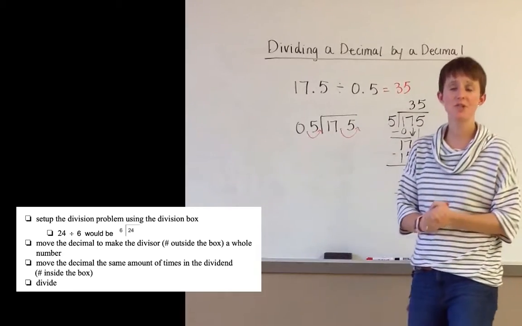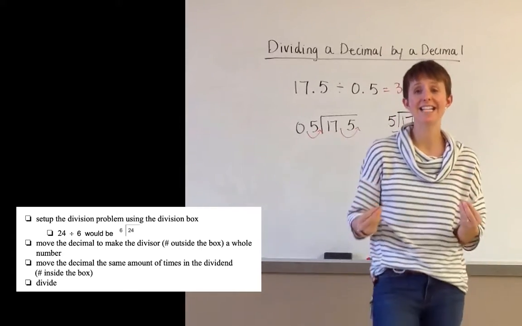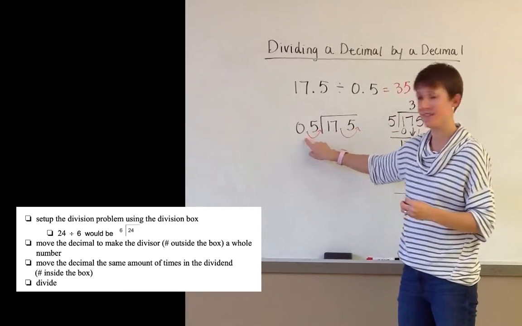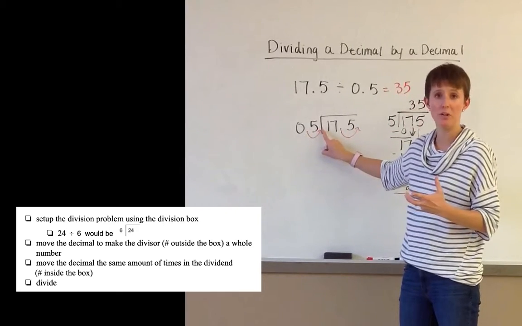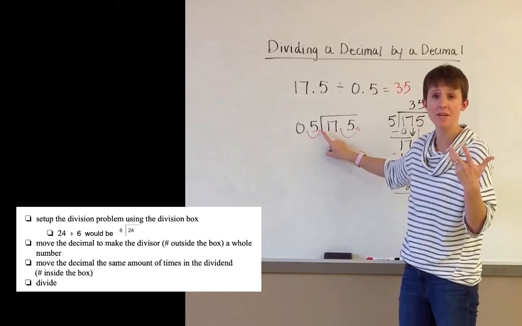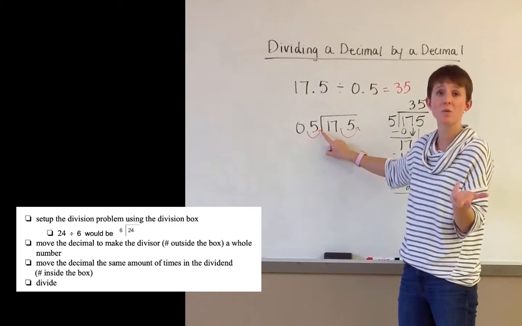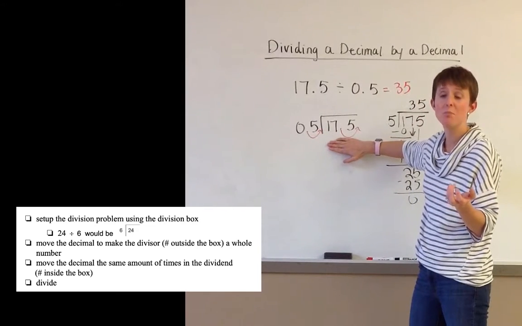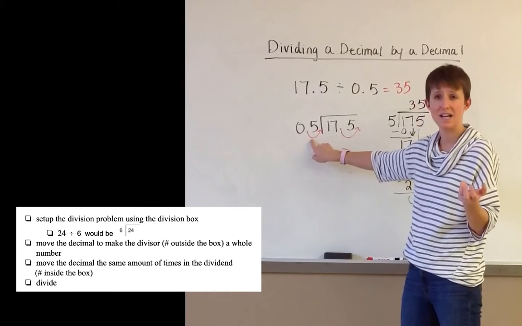So the main thing I want you to take away from this is when we're dividing a decimal by a decimal, if our divisor is a decimal, make it become a whole number. Move that decimal however many times you need to make it become the smallest whole number possible. Then do the exact same thing to your dividend. Move this the same number of times as you move this.